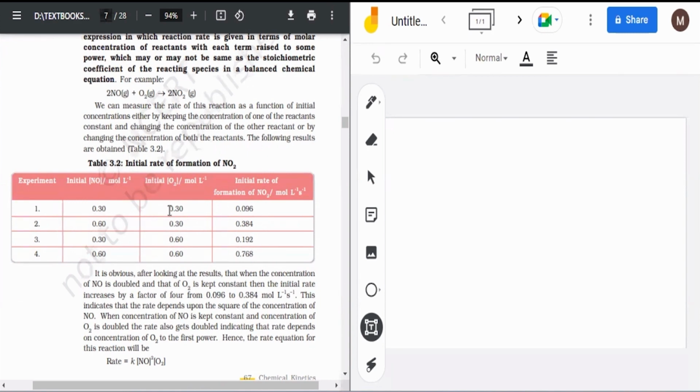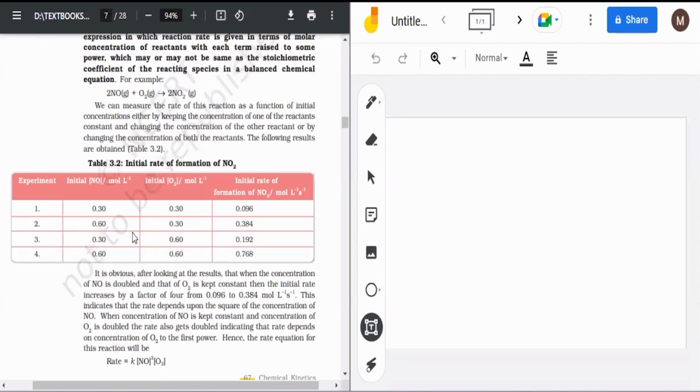तो कैसे करेंगे अपन लोग? ऐसी दो कंडीशन लेंगे जिसमें O2 की कंसंट्रेशन सेम रखी हो. इन दोनों में सेम रखी है तो अपन लोग देखेंगे NO की कंसंट्रेशन डबल करने पे NO2 की कंसंट्रेशन में क्या फर्क आ रहा है. जैसे कि यहाँ पे NO की कंसंट्रेशन हम डबल कर रहे हैं तो NO2 की कंसंट्रेशन 4 टाइम्स हो जा रही है. इसका मतलब NO के स्क्वायर पे डिपेंड करता है वो. क्योंकि जब इसकी डबल हो रही है तब NO2 की 4 टाइम्स हो जा रही है. इसका मतलब it depends upon the second power of concentration of NO.